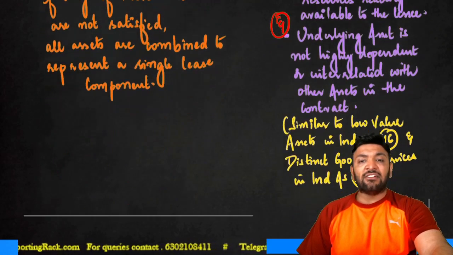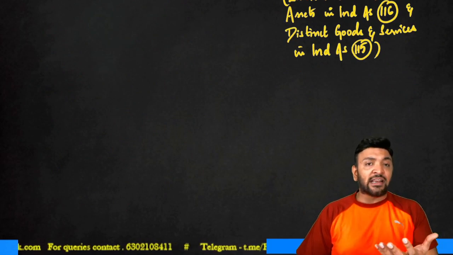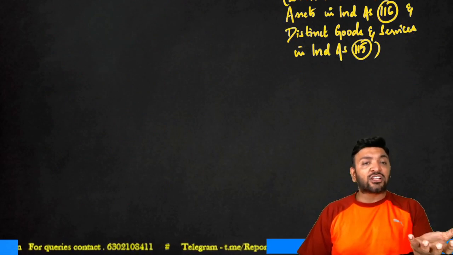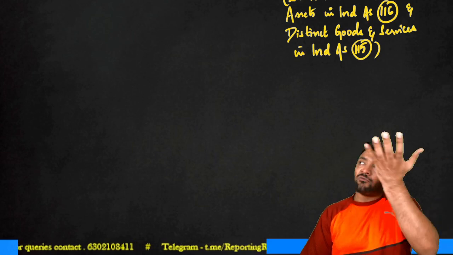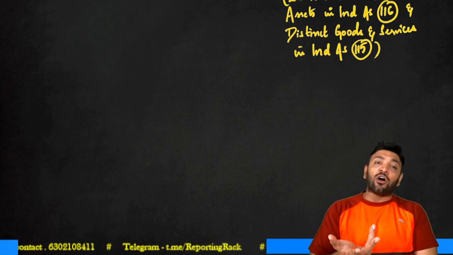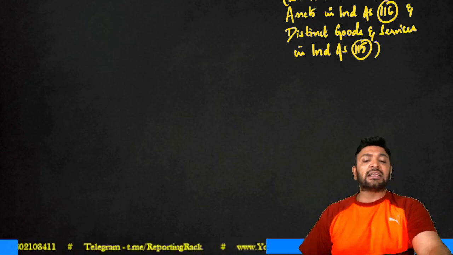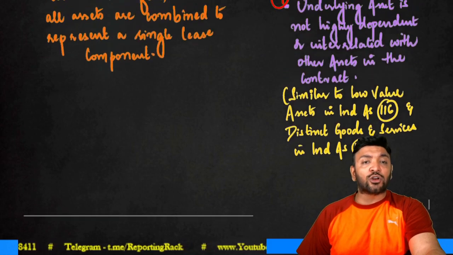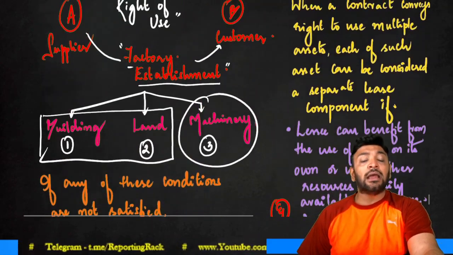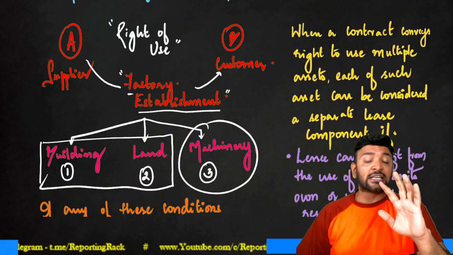Today even that is not possible, guys. Today the factory sheds have become so sophisticated that a customer can actually remove the entire factory shed from one place and relocate it to another place. So even the factory building can be relocated in certain situations. But in general, land and building together should be considered as a single lease component and machinery should be considered as a separate lease component as far as this example is concerned.